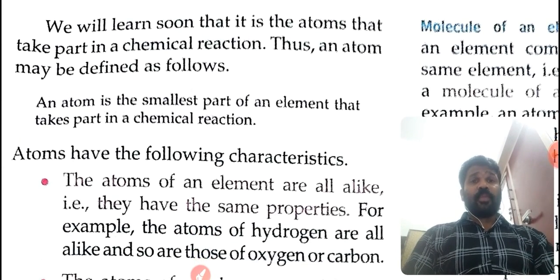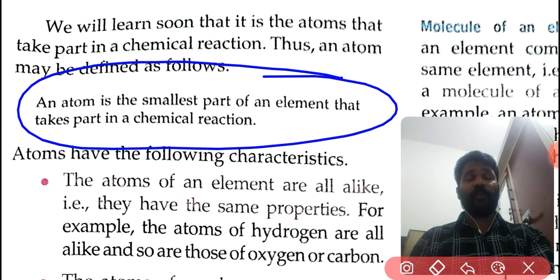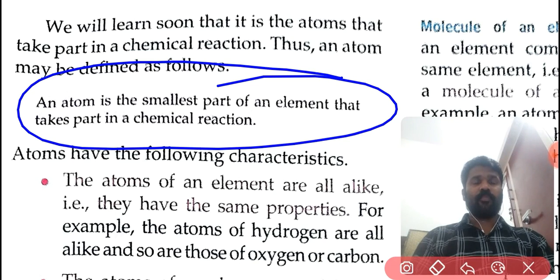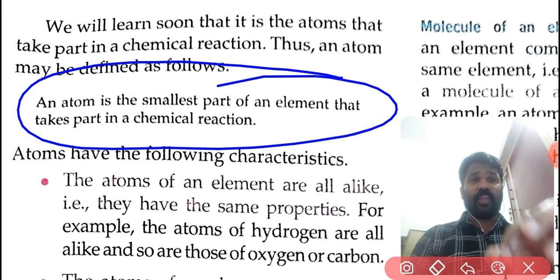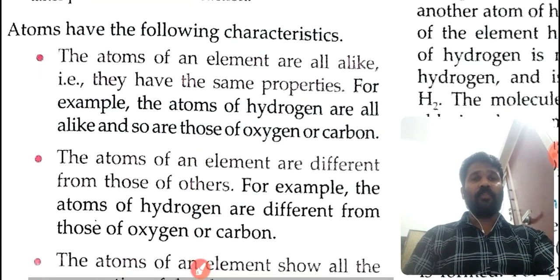Clear? So, we will have the definition here for an atom. Please mark the definition. An atom is the smallest part of an element that takes part in a chemical reaction. Atoms have the following characteristics.